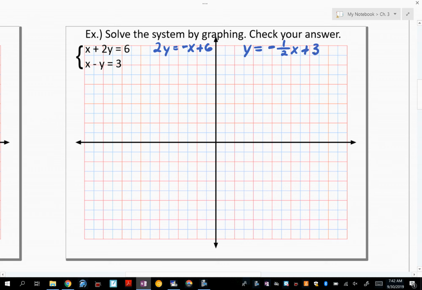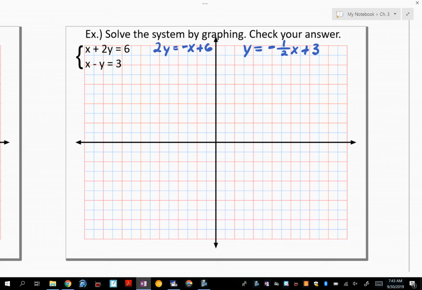Anybody have any questions about how we got that one in slope-intercept form? So I moved the x over first, right? It was a positive x, now it's a negative x when I move it over. Then I divided everything by 2, so everything got divided by 2. Okay? If you need to show all of the work, you're going to get a chance to practice later. Show all of your work.